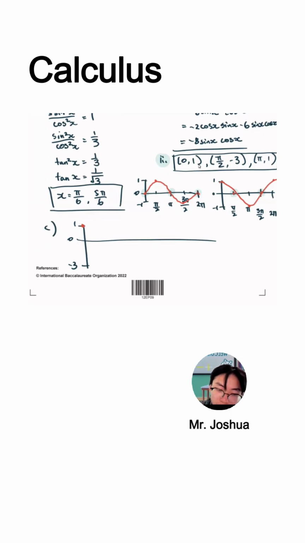The next point is pi over 2, negative 3. So we'll put pi over 2 right over here, and pi over here. So pi over 2, negative 3 is right over here. And our last point, pi, 1, is back up here. We also know the roots, which we figured out in our first part. So y is 0 when x is pi over 6. So I'll put pi over 6 right over here. y is also 0 when x is 5 pi over 6, so right over here. These are our roots.